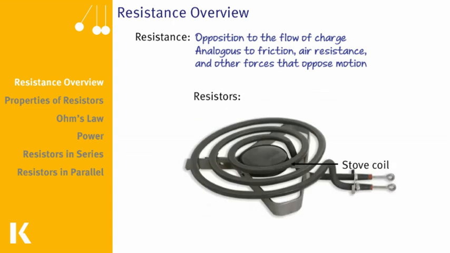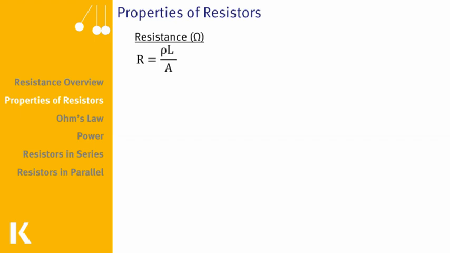Resistors, on the other hand, will have intermediate resistances. Remember, resistance is like friction, and in the case of an electric stove, energy will be dissipated in the form of heat. So that was an overview of resistors. Now we'll get into those equations.